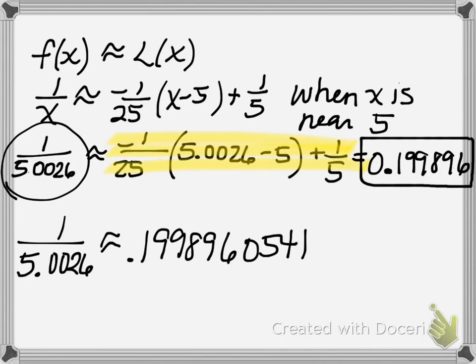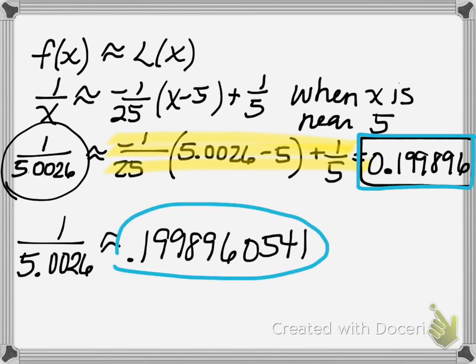And then you can see just how close our estimate was. Our estimate of 0.199896 was a pretty darn close estimate of the actual value. So in this case, our estimate is a fairly good estimate. But again, that has to do with the shape of the graph as well as how close our x value was to 5.